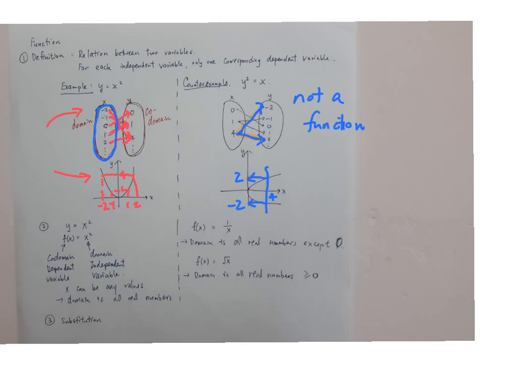And for this one, we will call it the codomain because it stores all the values of a dependent variable. We can say it is a collection of the values of the dependent variables.